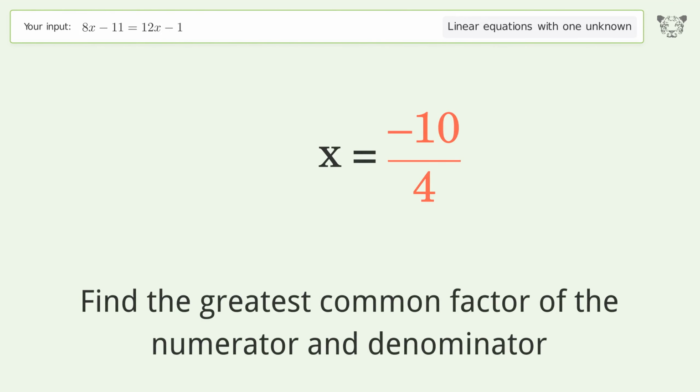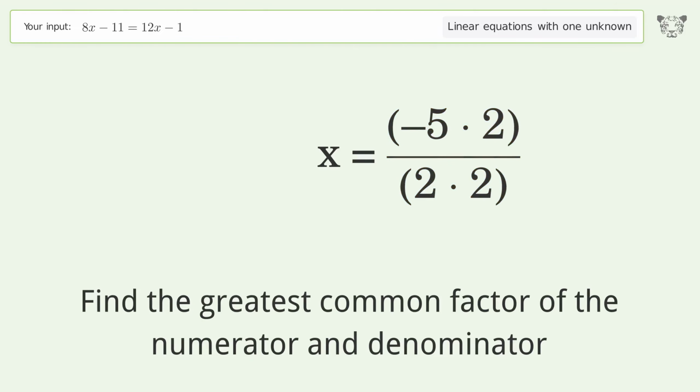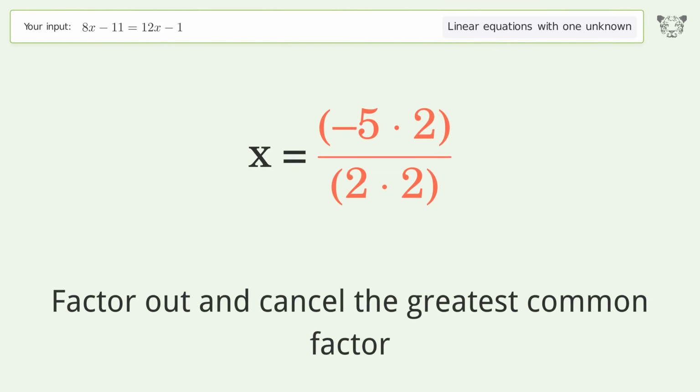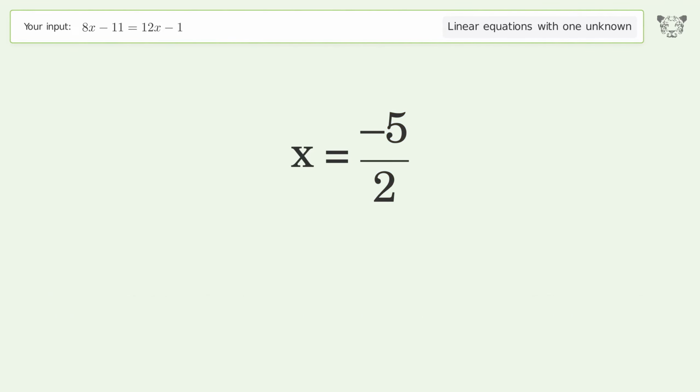Find the greatest common factor of the numerator and denominator. Factor out and cancel the greatest common factor. And so the final result is x equals -5/2.